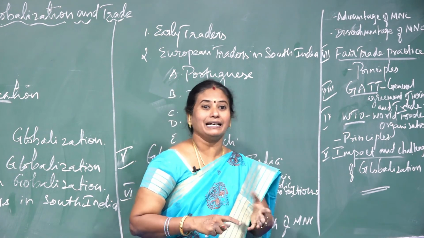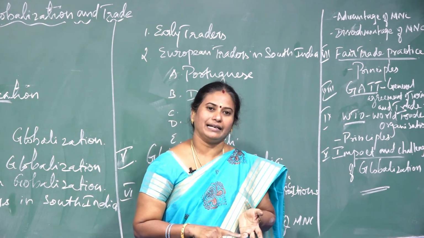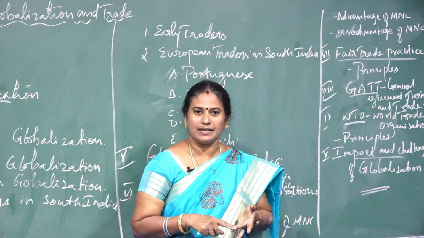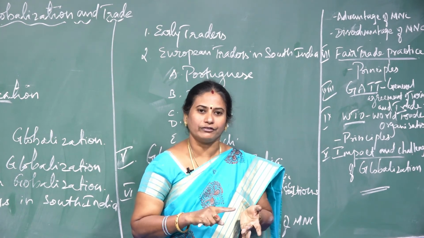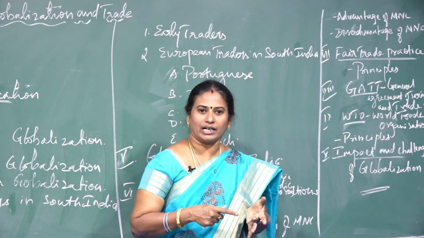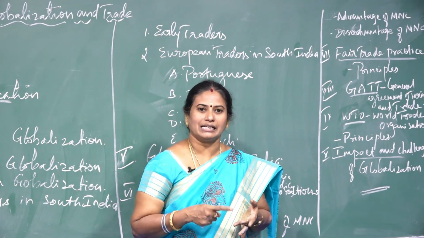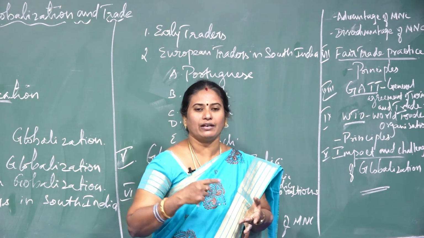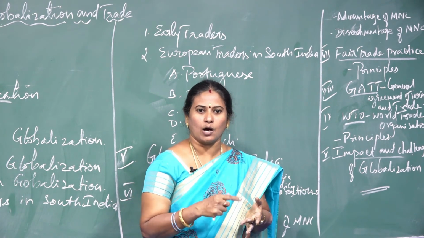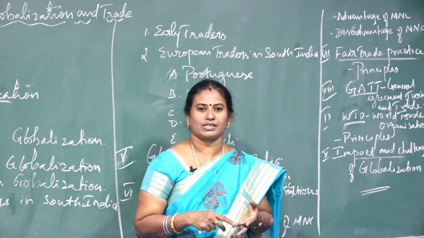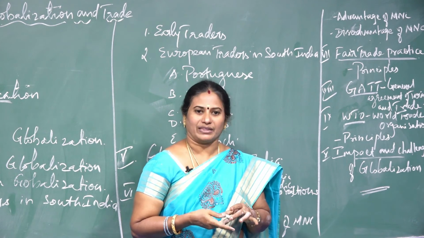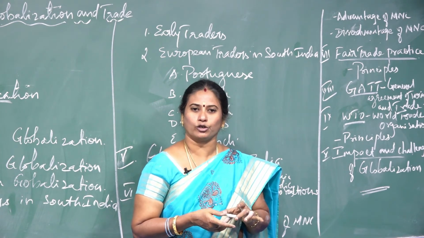The first round was held in Geneva, Switzerland in 1947. The second round was in Annecy in France between 1950 and 1951. And the third was in Torquay in UK, between 1950 and 1951. Next, the fourth, fifth and sixth rounds were held in Geneva, Switzerland between 1956 and 1967. Next, the seventh round was held in Tokyo, Japan.